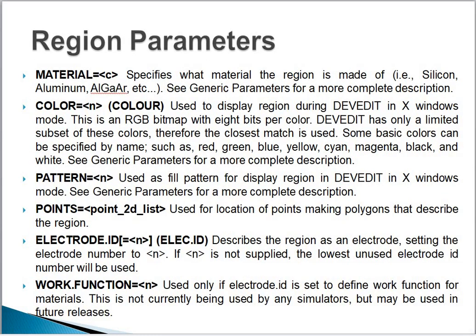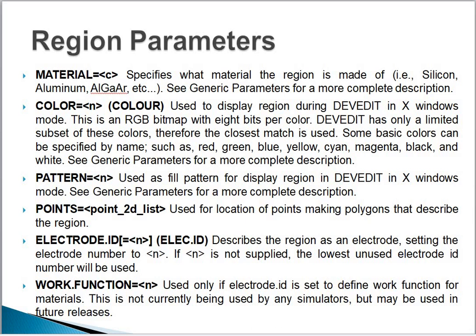Next, region parameters. How to define these region parameters, in which I have to define the material of the region. It specifies what material the region is made of, either silicon, aluminum, gallium arsenide, etc. See generic parameters for a more complete description.